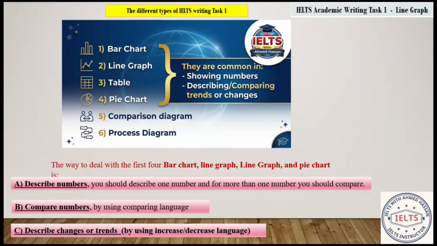Now we'll move to the structure, the general structure of all IELTS Writing Task 1 reports. Let's see.